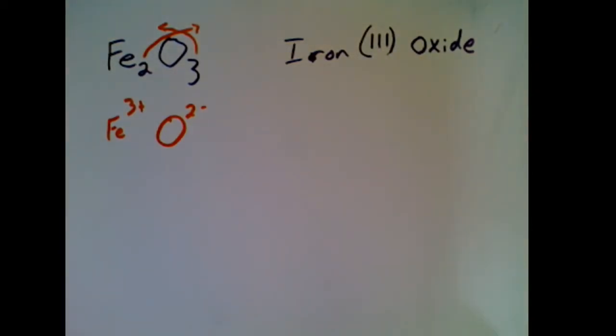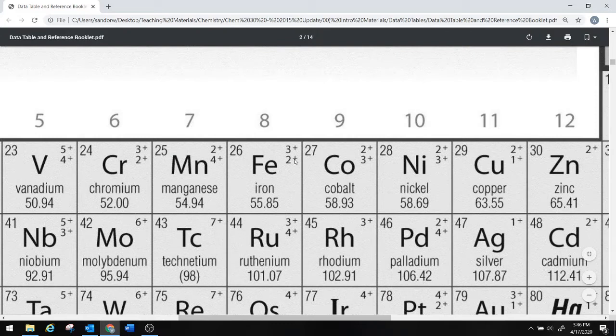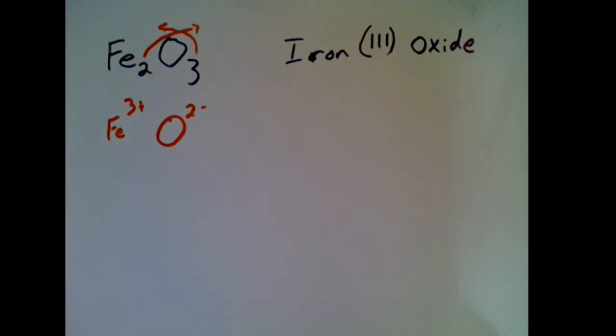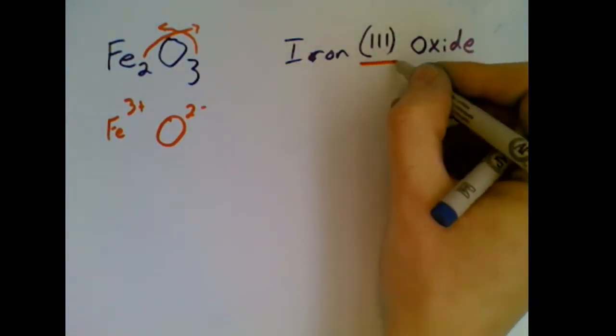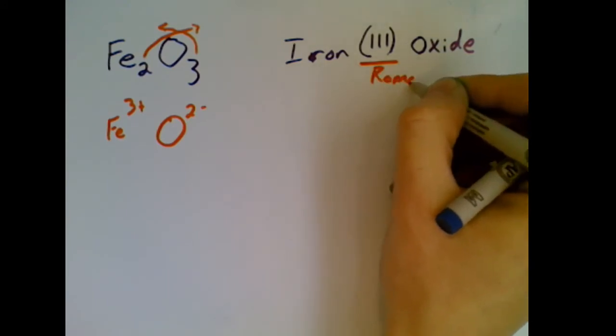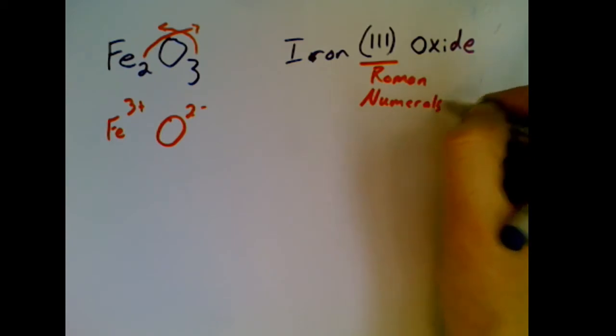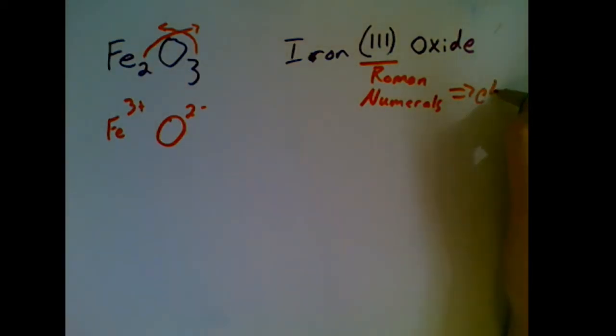So when it comes to substances like iron that has more than one charge, or cobalt, or nickel, or really pretty much anything that's a transition metal or that has more than one charge, you need to make sure that its name contains Roman numerals. And those Roman numerals represent the charge of the metal. So that is what they are for, the charge of the metal.